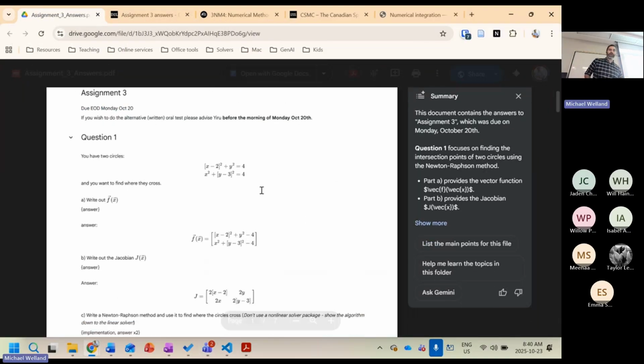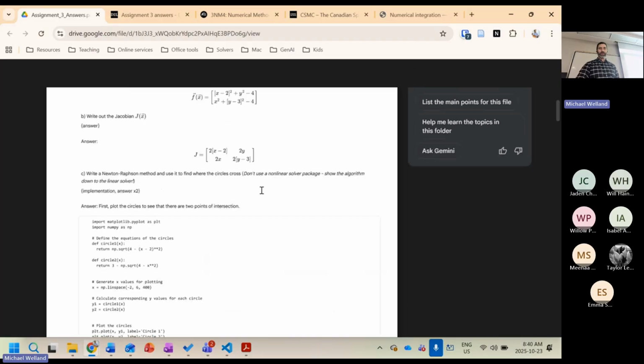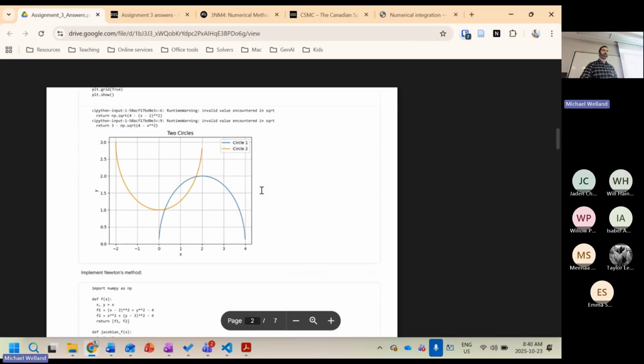For assignment 3, you have 2 circles. What's the first thing you do? If you have anything, ever, plot it. When you plot it, you see 2 circles. How many points of intersection can there be? First of all, when we're asking for the roots, what are we asking for geometrically?